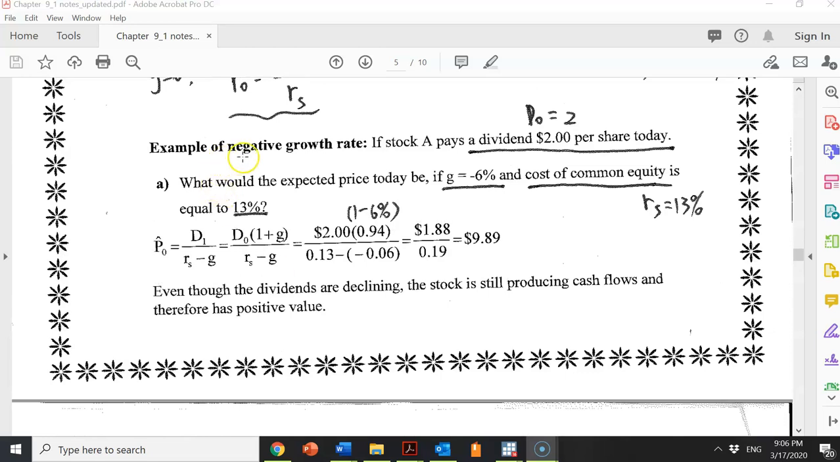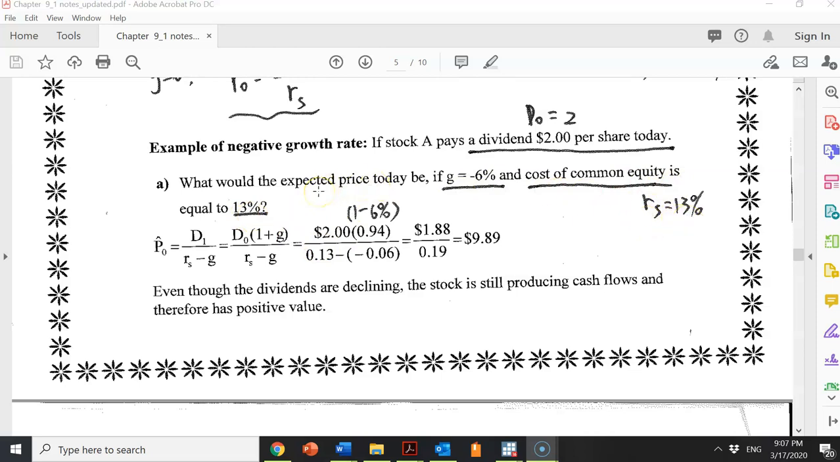The second example here is of a negative growth rate. What if stock A pays a dividend of $2 per share today, which means D0 is 2. If the dividend is paid today, it is D0 and it's $2. And we have G as negative 6%. Cost of common equity is 13%, which means RS is 13%.